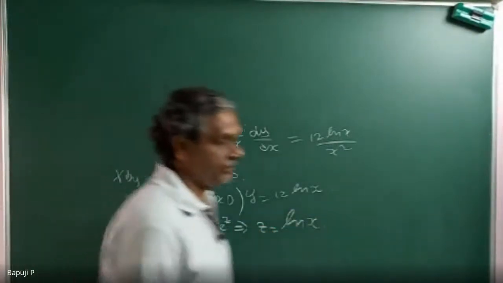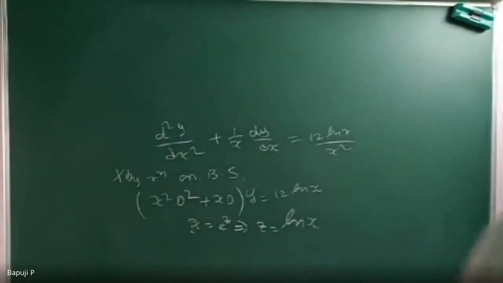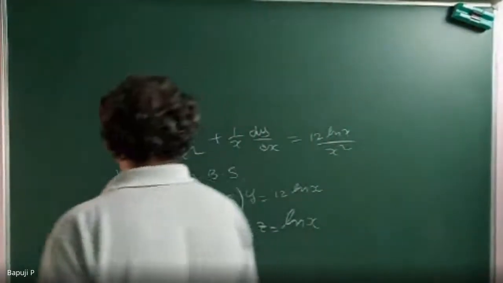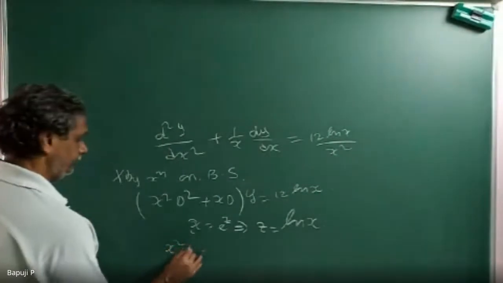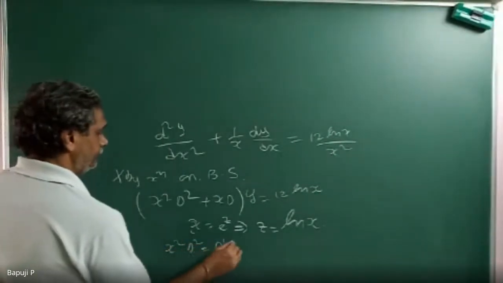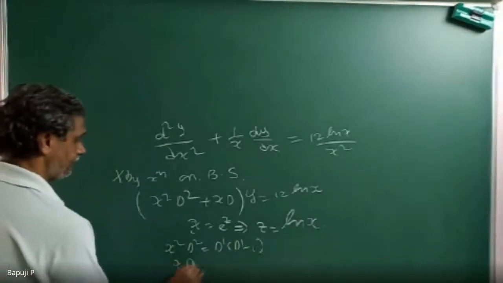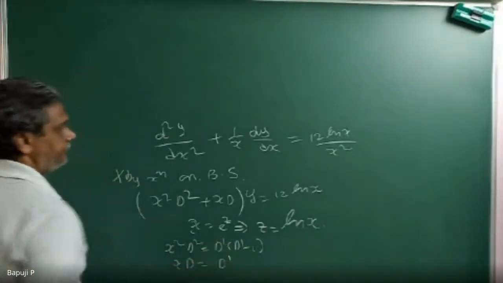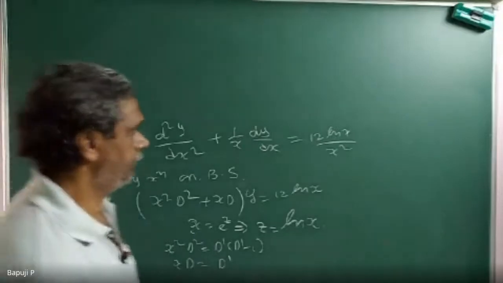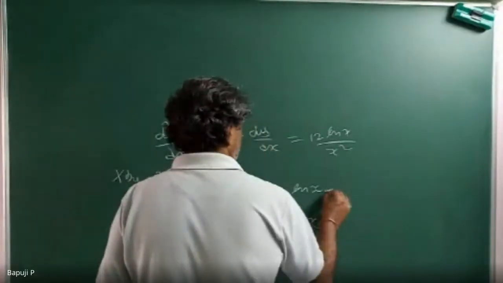x square D square becomes D dash into D dash minus 1. x D becomes D dash. Now go back and substitute. This is actually this equation.